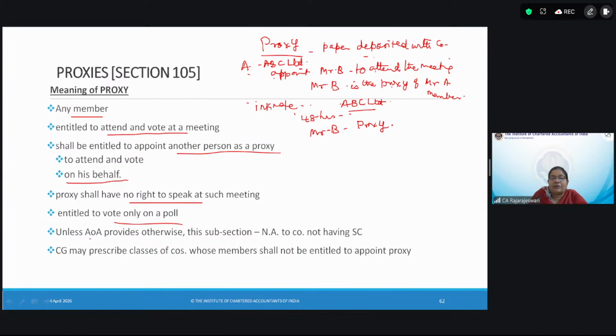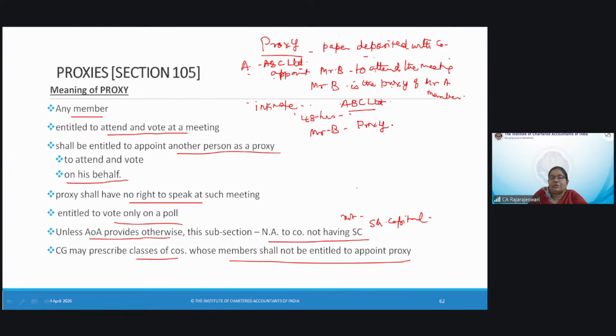Unless the articles of association provide otherwise, this is not applicable to a company not having share capital. So if a company does not have a share capital, then proxy is not there unless the articles provide otherwise. But the central government has got powers to declare classes of companies where proxy is not allowed or members are not entitled to appoint a proxy. So the central government can specify.